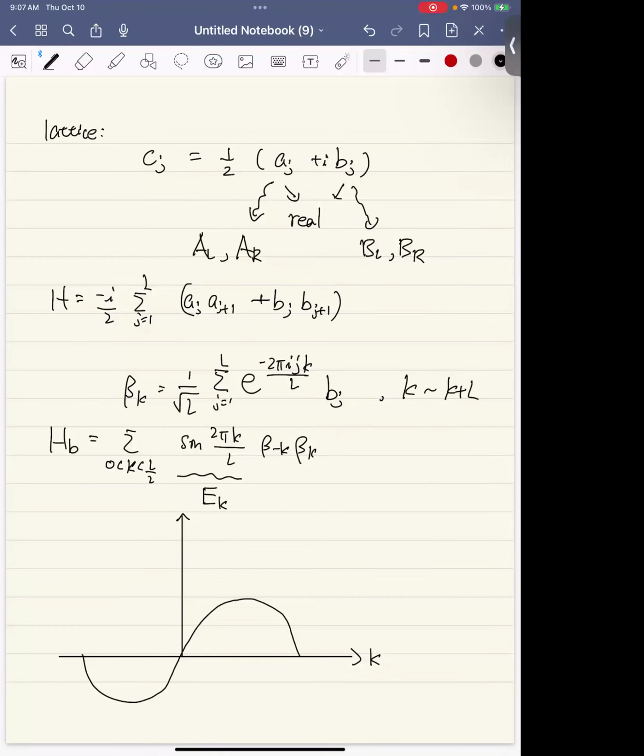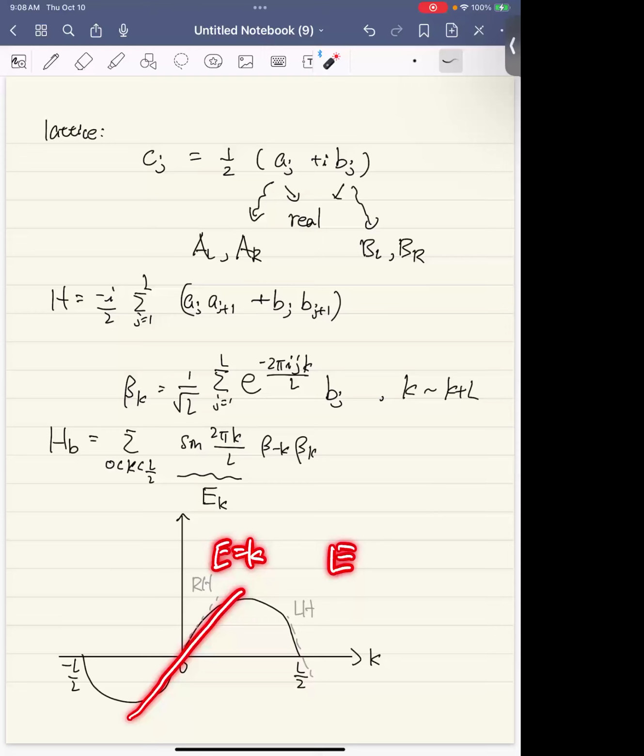So this is the Brillouin zone ranging from minus L over 2 to L over 2. This is K equals 0. And near here, you have the right moving fermions. Near here, you have a left moving fermion. So this is the key idea of the staggered fermion: naively, in the continuum, the dispersion relation is just E equals K, or E equals minus K. So naively, you want to realize your fermion such that it gives you the linear dispersion relation.